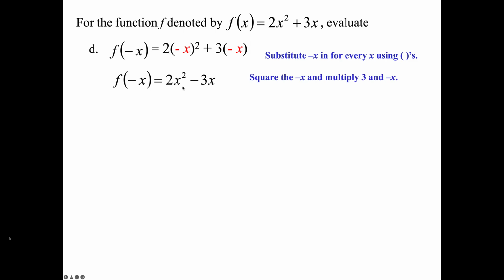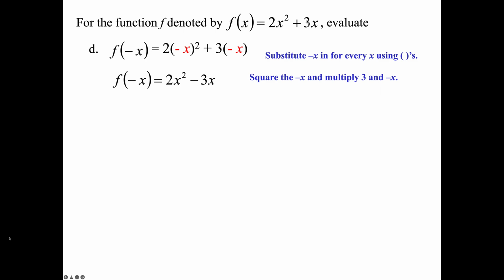Part D, find f of negative x. All right, just like we did in part A, you put 3 in for all the x's. In this case, we put parentheses around all our x's and we put a negative x into each one and then simplify. So a negative x being squared. A negative x times a negative x is a positive x squared being multiplied to my 2. So technically this is like the same term, 2x squared. But a positive 3 times a negative x is a negative 3x or minus 3x.